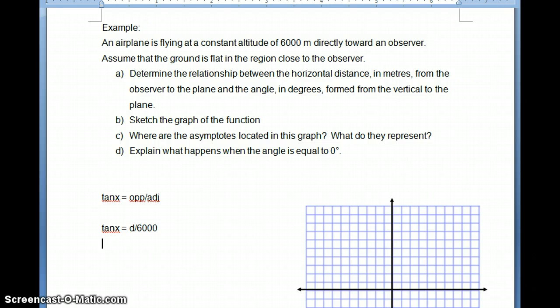So I'm going to isolate for d. We can say that's 6,000 times tan of x. We're multiplying because in the equation above it was dividing, so we move it to the other side by doing the opposite operation, which is multiplication. So 6,000 tan of x is equal to d. Right there is the relationship between the horizontal distance, that's your d, and the angle in degrees formed from the vertical to the plane.